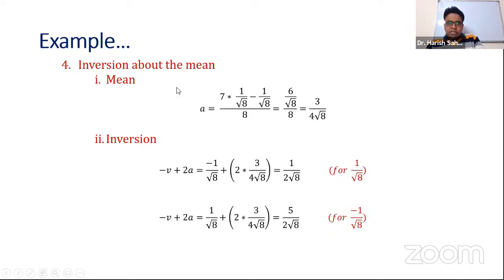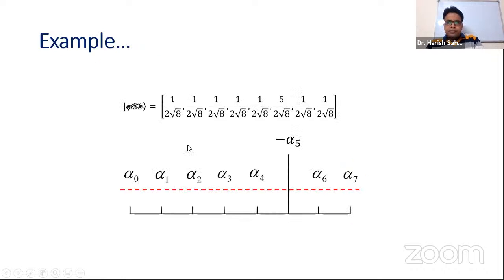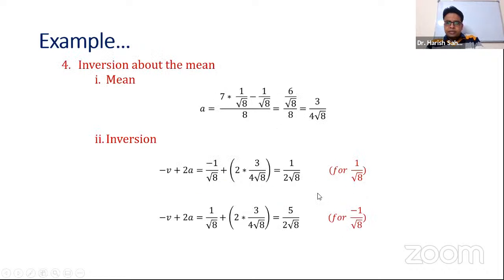So if you see, after this inversion about mean operator, what is happening here? The amplitude of the desired state is basically 5 by 2 root 8, and for the others it was 1 by 2 root 8. So after one iteration of Grover, the amplitude of the desired state is increased by 5 by 2 times and decreased for the others by a factor of 1 by 2. See here, originally it was 1 by root 8 for them.